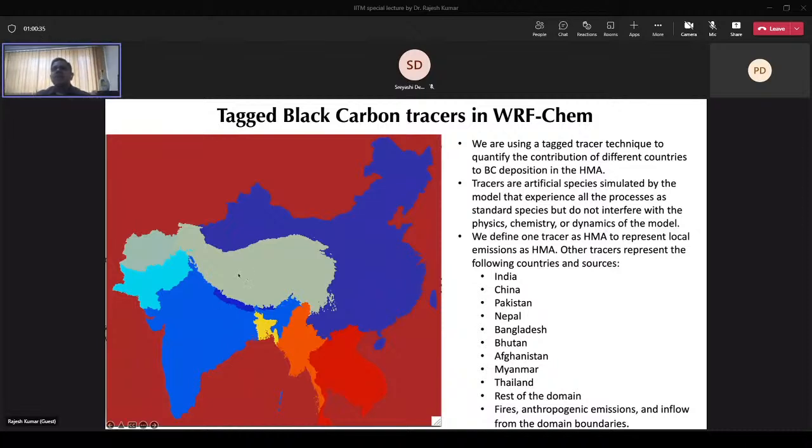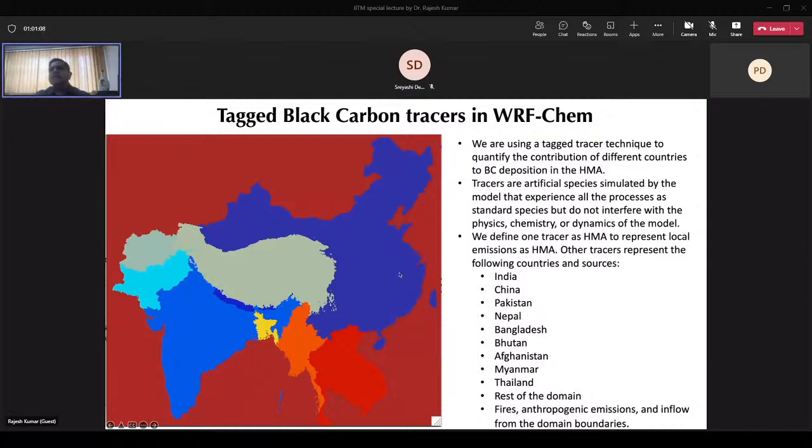So we have defined a local HMA region. What we did is all the model grid points for which the elevation was greater than 1,000 meters, we classified that as local emissions for high mountain Asia. And you can see that a part of India, part of Nepal, part of China already goes into that definition of local emissions for high mountain Asia. So when I call it an India tracer, it is not exactly the whole India. By definition, it is the part outside the high mountain Asia.